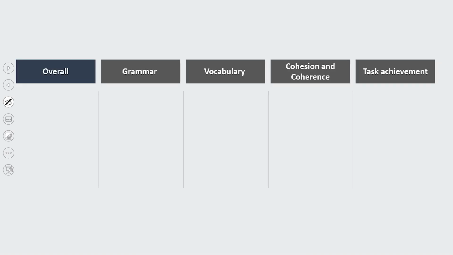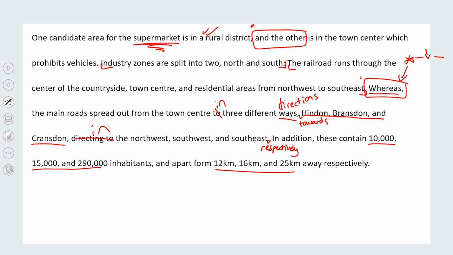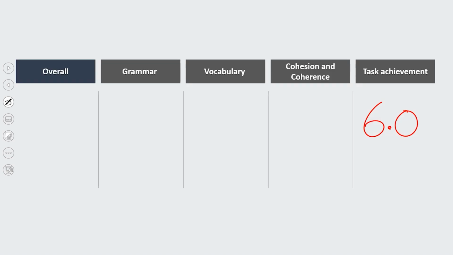So when I'm looking at this candidate, for task achievement, they did do the basic of what the task was asking them for. They minimally address the task, but they're not going for that higher level of comparison. So I'd want to give them a 6 for task achievement. Which kind of undermines what I just said, because they did do it. I feel like this candidate has done a reasonably good job. It's the coherence and cohesion that I'm having an issue with. So for coherence and cohesion, I probably want to give them a 5.5.